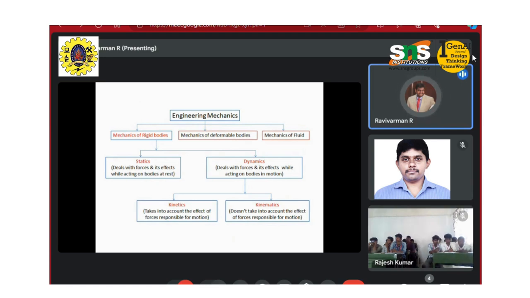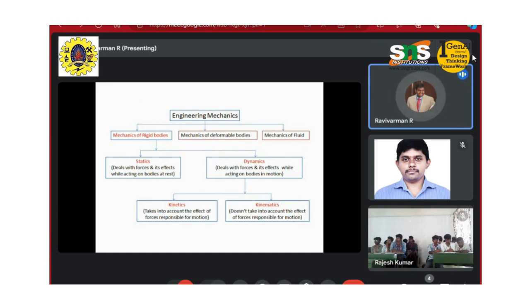Statics deals with the forces and effects which act on bodies at rest, with no variation with respect to time. Whereas dynamic systems deal with the effects while acting on bodies which are in motion, so they have variations with respect to time. Okay, so it is very important to design any system in both the static and the dynamic state, as you know that any application we take is a dynamic system. In dynamics we have two branches that we use: kinetics and kinematics.